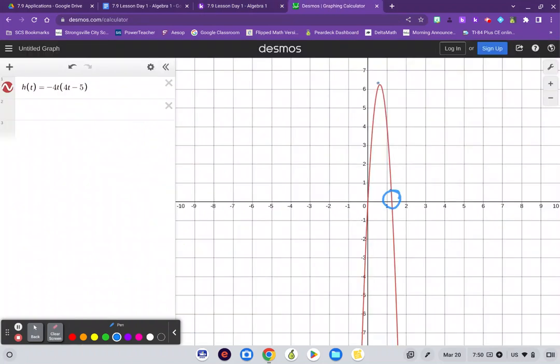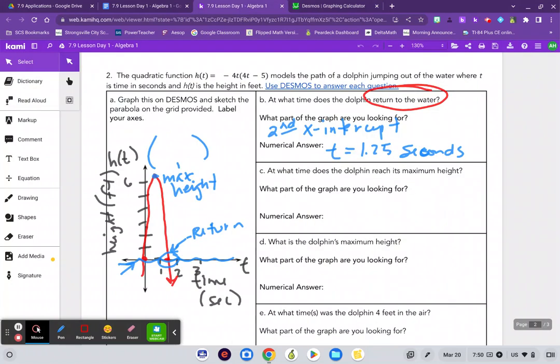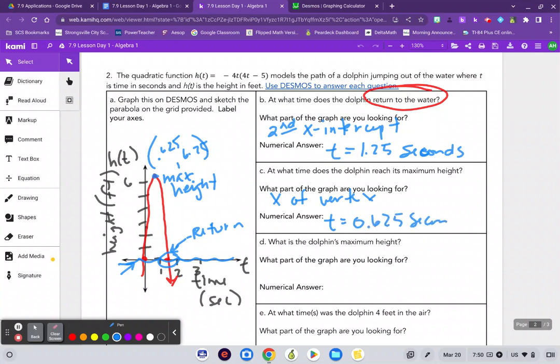So if I come back over to Desmos, it looks like we've got the point, the ordered pair 0.625, comma 6.25. That should be easy to remember. Okay, so 0.625, comma 6.25. And so second part of what part of the graph are you looking for? We're looking for the x of the vertex. We're looking for time is always the x. And so t equals 0.625 seconds.